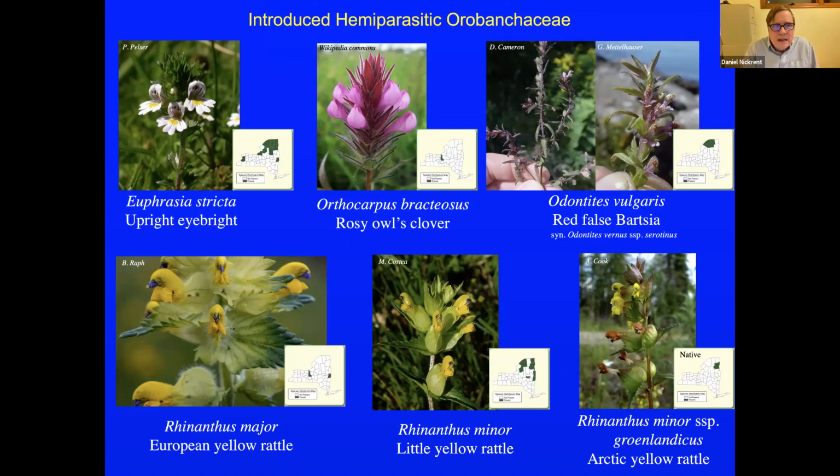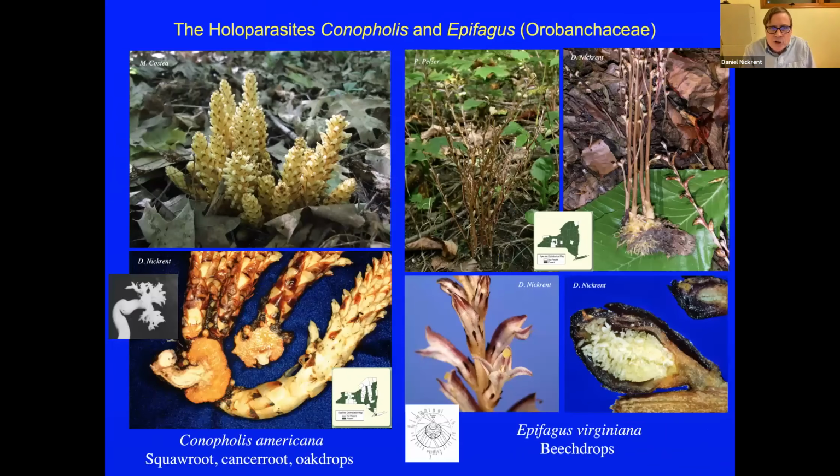Okay, now we'll move from the hemiparasites to the holoparasites. Just two of them in New York, Conopholis, the squaw root, cancer root, oak drops. I hadn't seen oak drops before. That's on your New York website. And finally, Epifagus, beech drops. So that tells you your host, oaks and beech, for the two different parasites here.